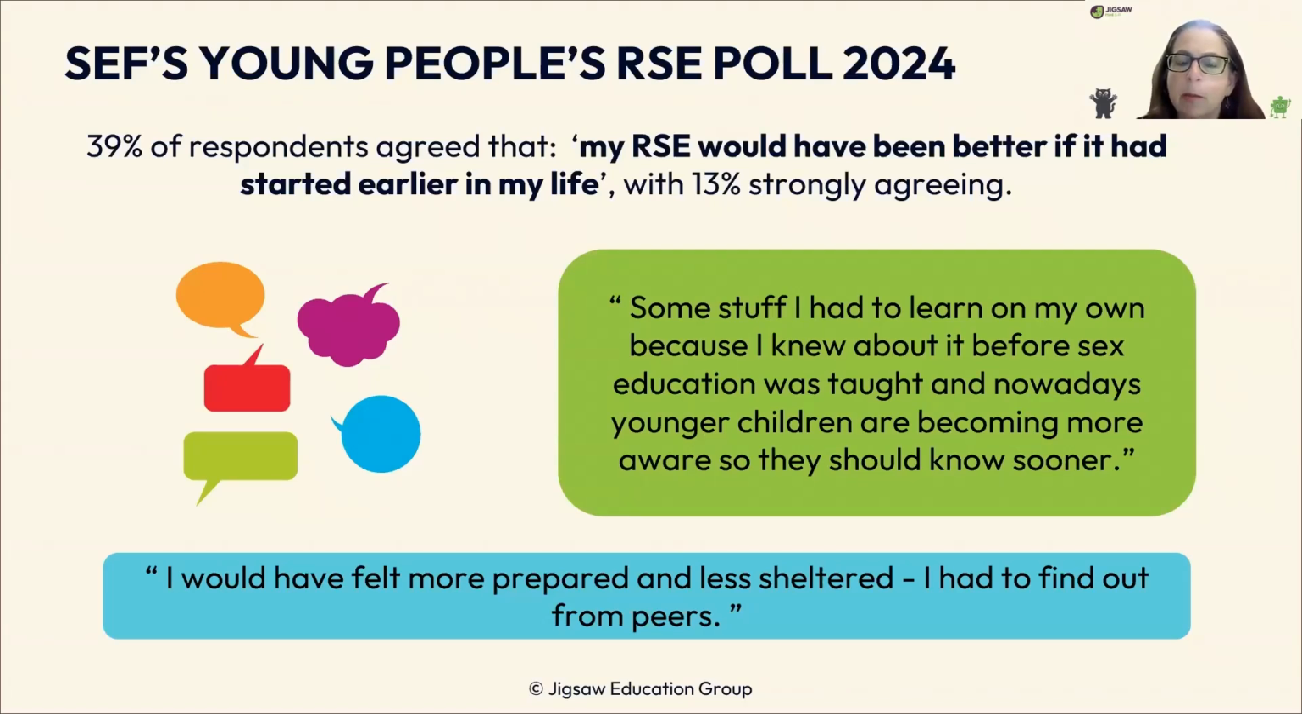So in the blue box there, one example, a young person saying they would have felt more prepared and less sheltered, and they had to find out from peers. Our primary children, after year 5 and 6, most of them are going on to secondary school, where they may know a little bit, but not enough, and giving them the confidence of some age appropriate conversations, some age appropriate vocabulary and knowledge that they can take forward can be really helpful for them.